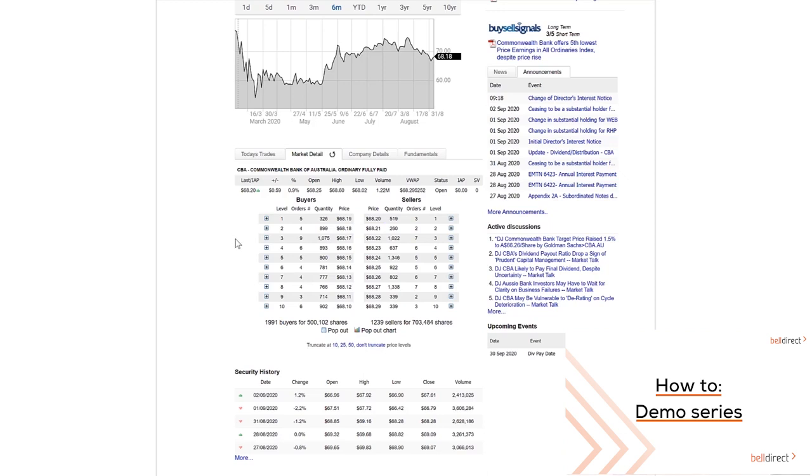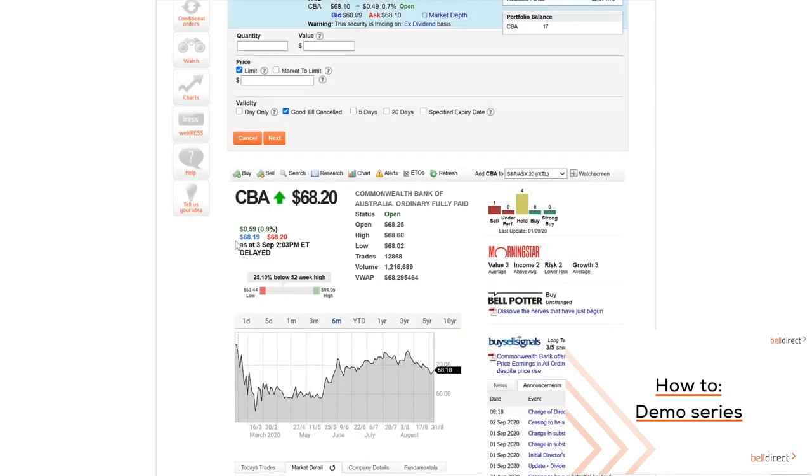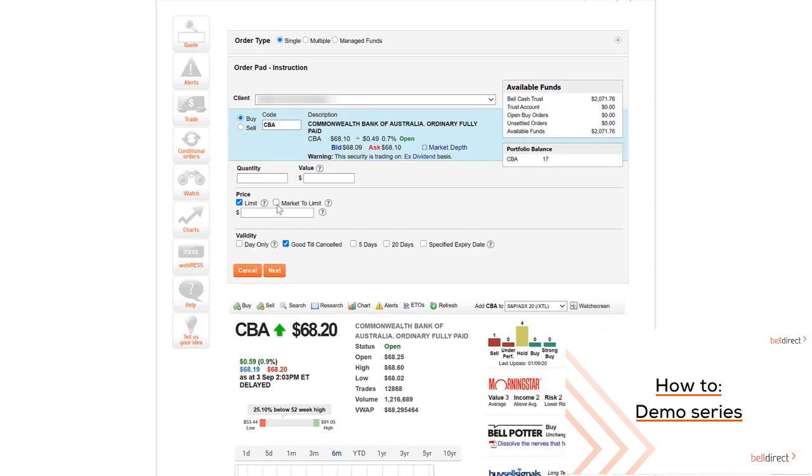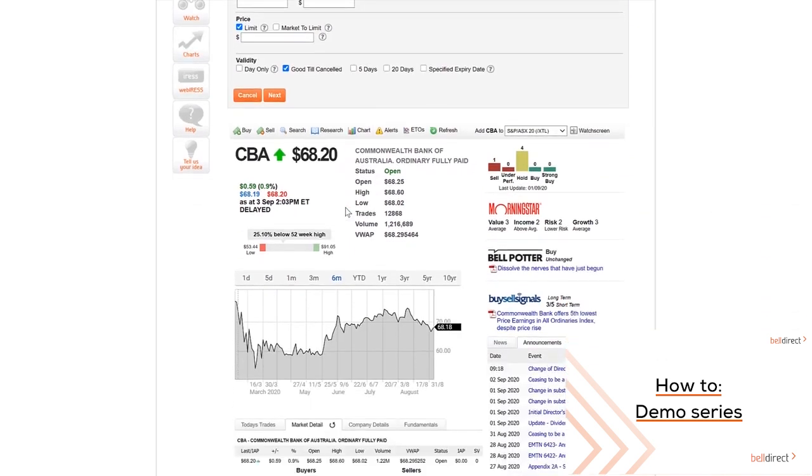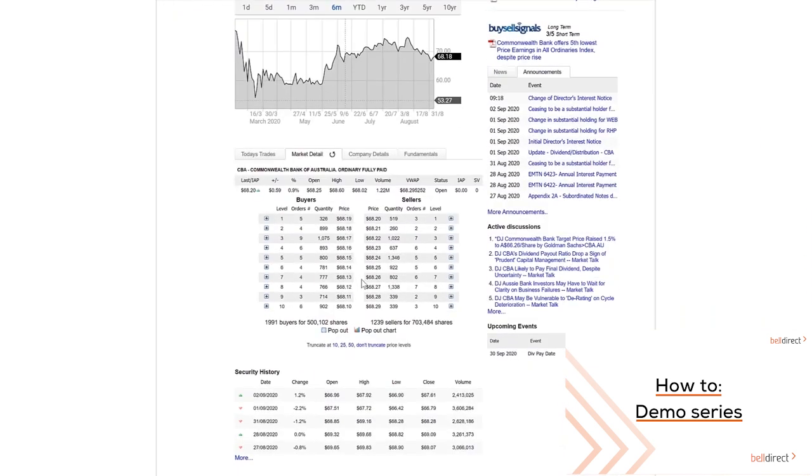So if it's a volatile stock and I wanted to buy it today, I could buy it on the market right now by selecting market to limit, or I can enter a buy order using a limit where I see the most support. Alternatively, if you wanted another different visual display, you could look at the market depth pop-out chart.